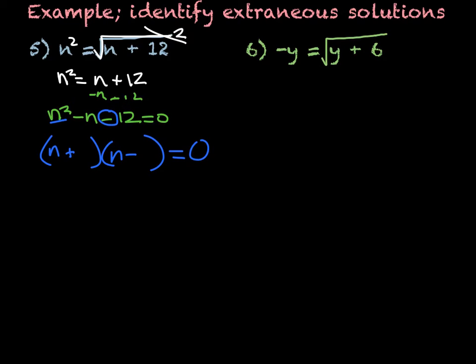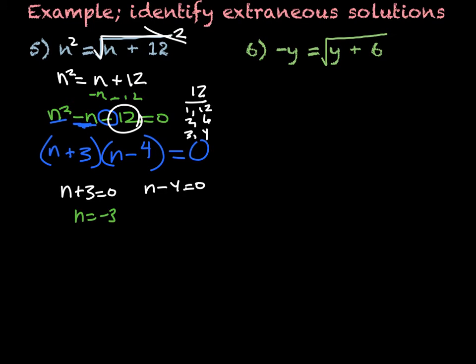And now I need to figure out my factors of 12 and then add them together to get a negative 1. So 12 would be 1 and 12, 2 and 6, 3 and 4. So it's going to be 3 and 4, and because I need to get a negative 1, it's going to be a negative 4, positive 3. So now if I were to solve, n plus 3 equals 0, so n would equal negative 3. And then n minus 4 equals 0, so n would equal 4.